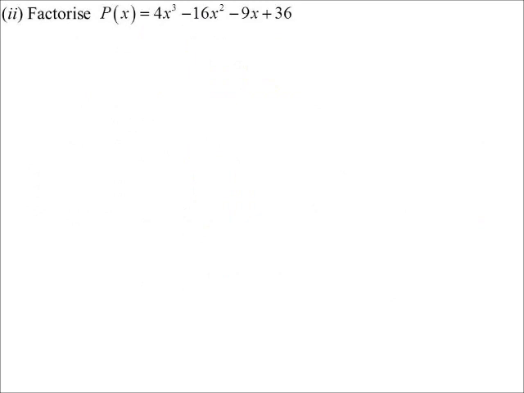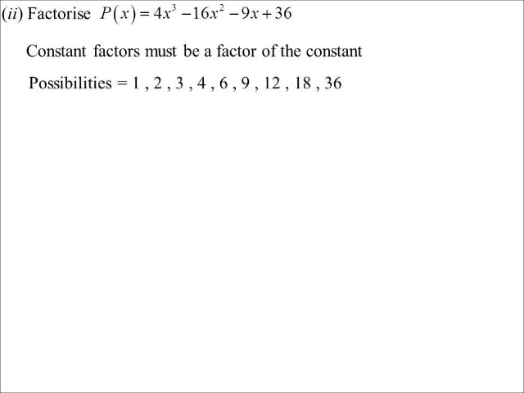Well, this second one, they haven't given me any hints. So I'm going to have to use the factor theorem to work out the factors. Now, if I was to just randomly pick a number, I could be going forever. So I need to use a little bit of logic. The number that I'm going to factorise in will be the constant in the factor. And we know the constant times the constant will give the constant. So I know, therefore, it must be a factor of 36. So constant factors must be a factor of the constant.